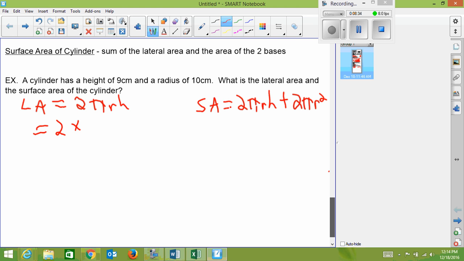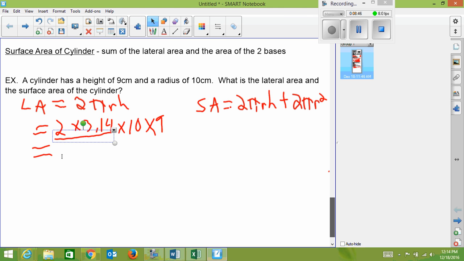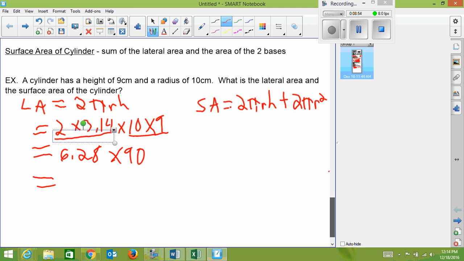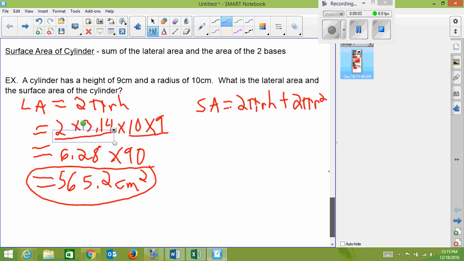2 times pi, we're going to use 3.14. My radius is 10. My height is 9. I just need to do some math. 2 times 3.14 is 6.28, and 10 times 9 is 90. Multiply those two together, and you get 565.2 square centimeters. We're going to use that for this formula, right? Lateral area is what this is right here, so I've already done that part.